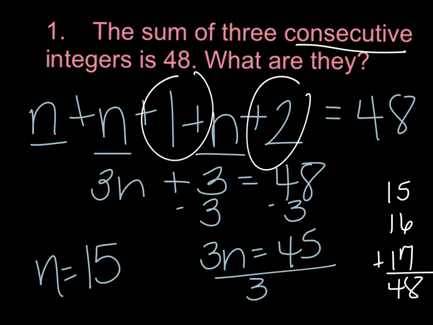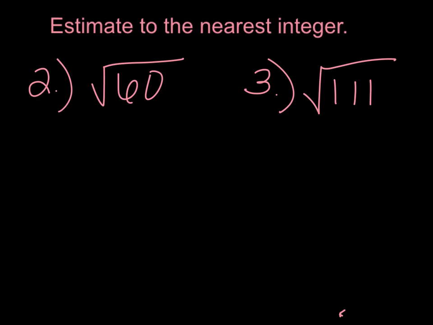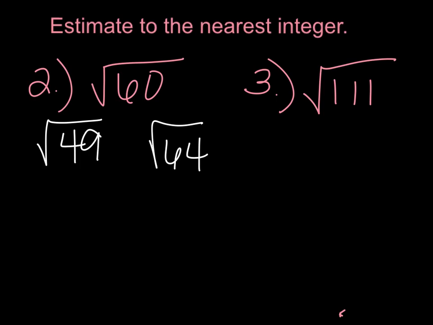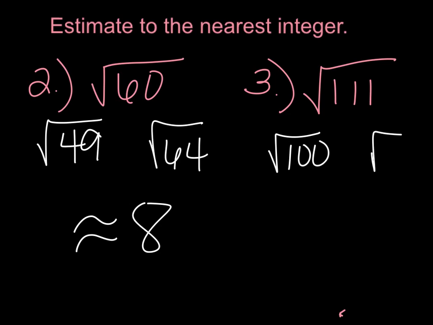Let's look at number 2. Estimate to the nearest integer. I know the square root of 60 comes right between the square root of 49 and the square root of 64. It's closer to 64, so it's about 8. The square root of 111 in number 3 is closest to the square root of 100 and the square root of 121. It's slightly closer to 121, so it's about 11. And this is just review.